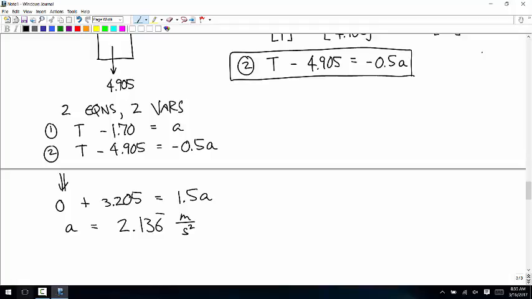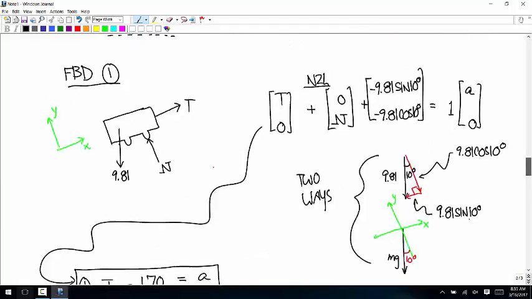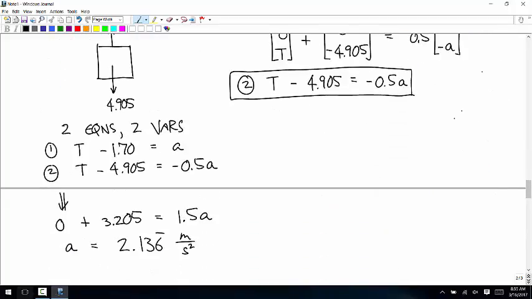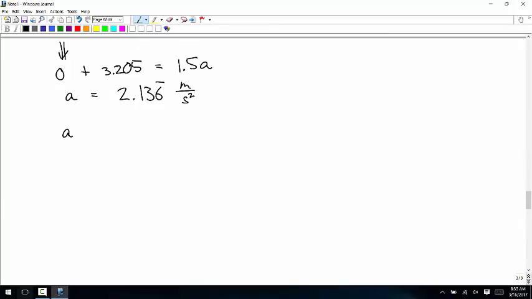Okay, so what's the acceleration vector of the 1 kilogram cart? It's this. We just didn't know what A was yet. So now plug it back into that, and we get that the acceleration vector of the 1 kilogram cart is 2.136, 0. Any questions about that?